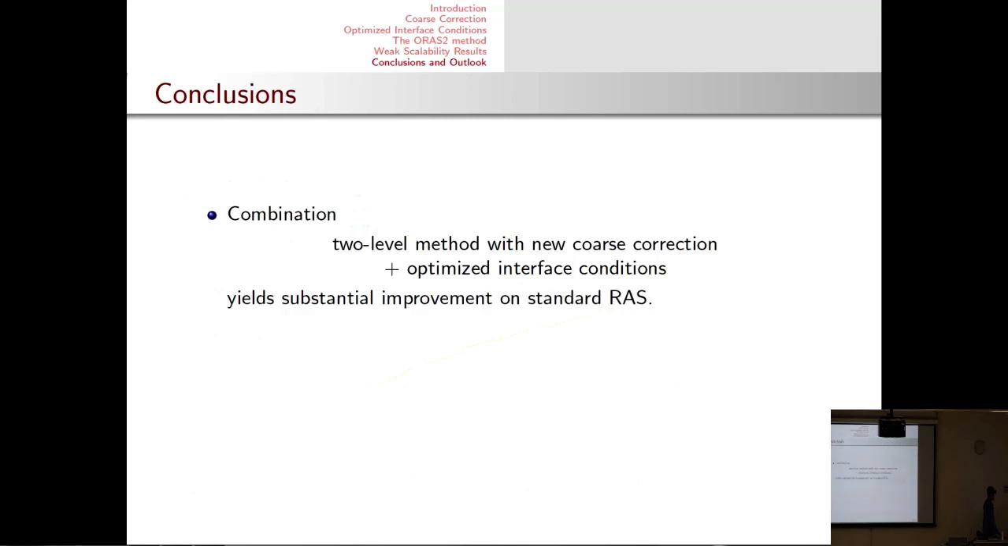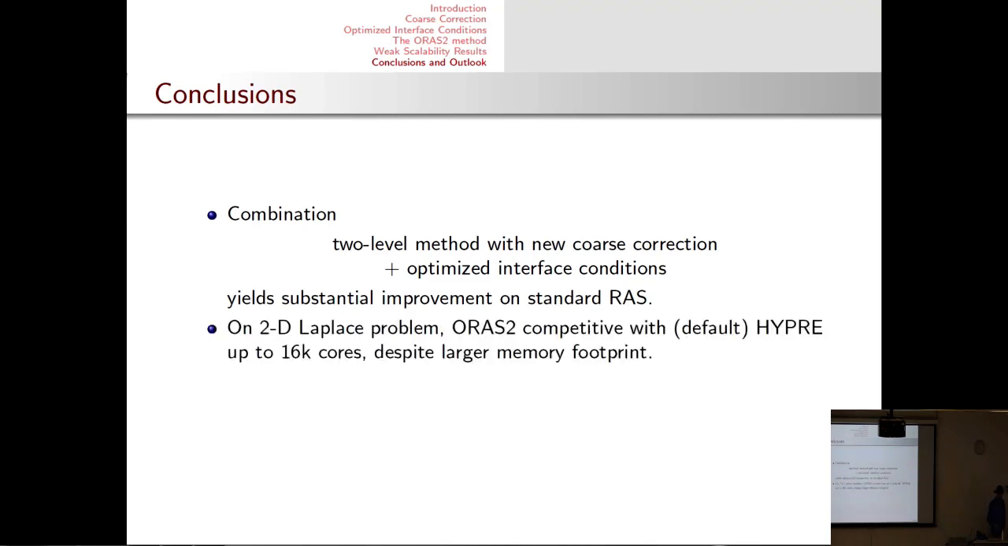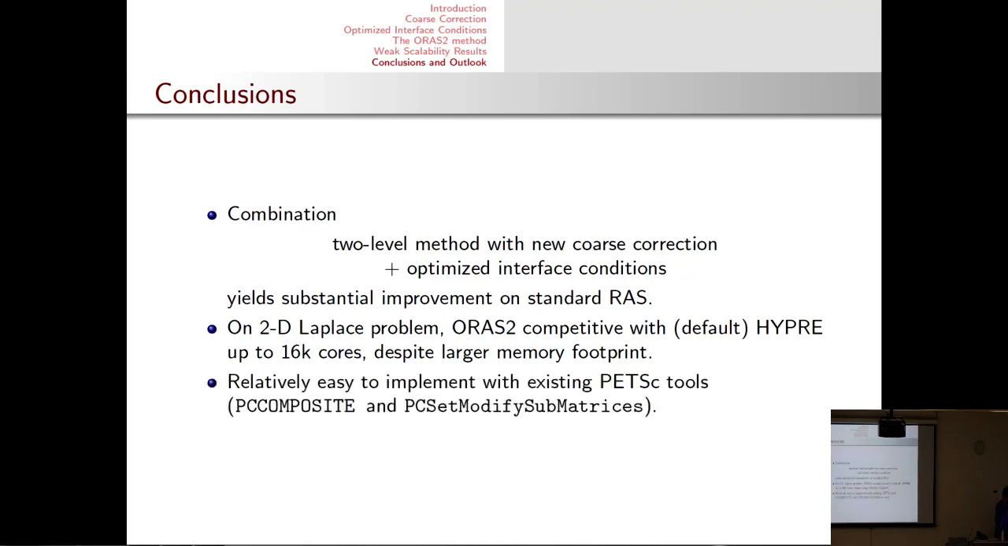Okay, conclusion and an outlook. So we've seen that the combination of the two-level method with the new coarse correction plus optimized interface condition yields substantial improvement on the standard RAS. On the 2D Laplace problem, the ORAS2 has been shown to be competitive with the default, I insist, hyper up to 16,000 cores despite a larger memory footprint. And all this is relatively easy to implement with existing PETSc tools, so PC Composite for the two-level and PC set modified submatrices for the optimized interface condition.